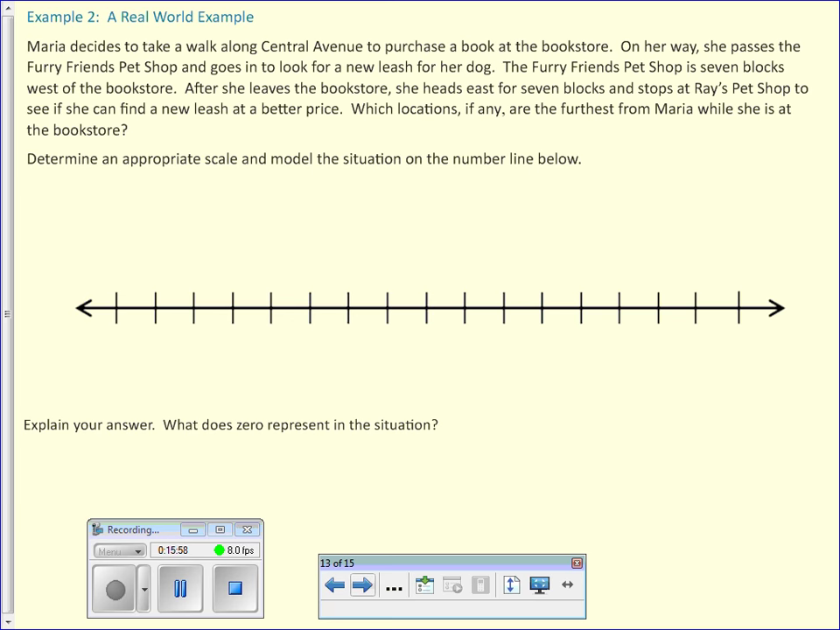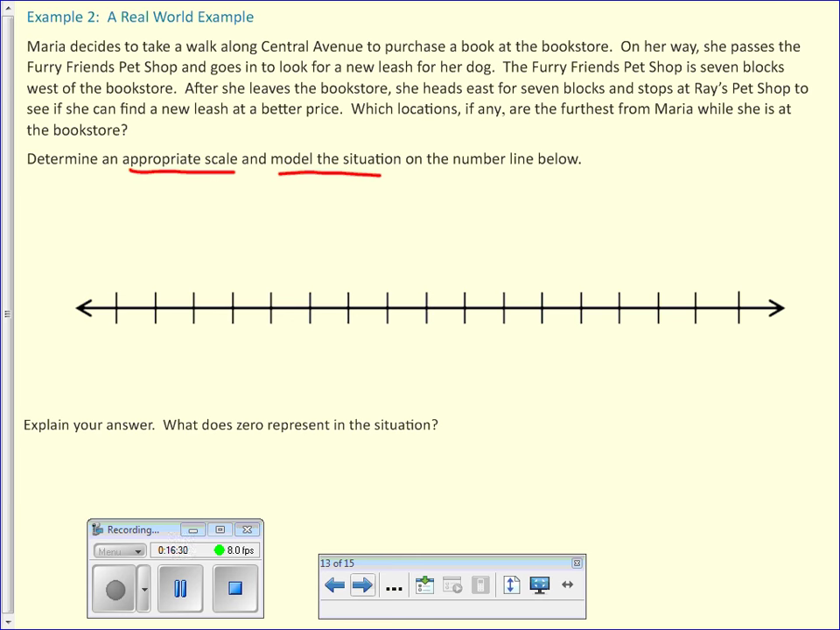Which location, if any, are the furthest from Maria while she was at the bookstore? Okay, so she was walking, she saw the pet store, she went to the bookstore, and then she went to the other pet store. So it's asking us to determine an appropriate scale, which means number your number line, and model the situation.